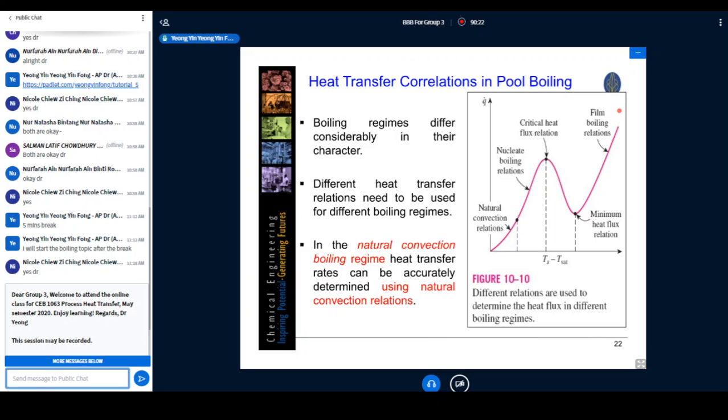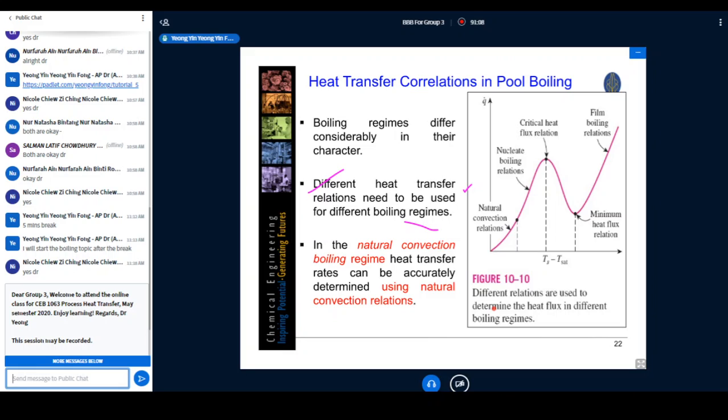In the natural convection boiling region, the heat transfer rate can be accurately determined using natural convection relations. So for the natural one, it doesn't matter, you have already known it, the natural convection kind of calculation. It's under chapters 7, 8, and 9 here.